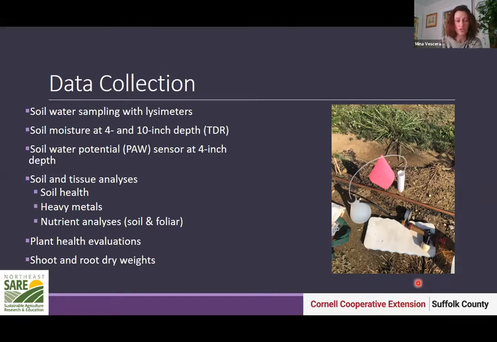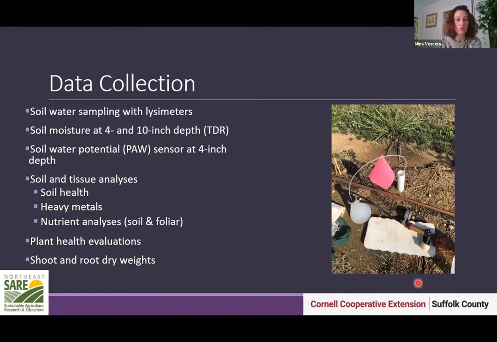So for the soil moisture sensors, those were put in at a 4 and 10 inch depth. And then the soil water potential sensors were put in at the 4-inch depth. And I'm curious to see if we'll actually get some interesting results from the soil water potential sensors, because they're more in the zone, more in the profile of the soil that actually has the biochar in it.